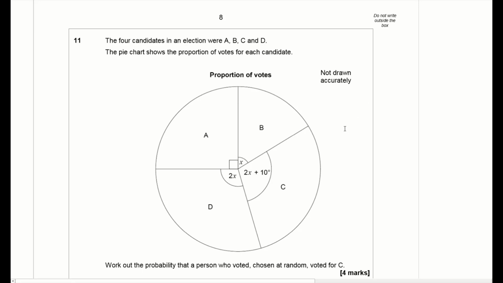Okay, so first thing to note here is we have a complete pie chart with all the sections labelled. Of course, it's never drawn accurately, so you can't just get a protractor and measure angles. You've got to use algebra to actually solve this problem.